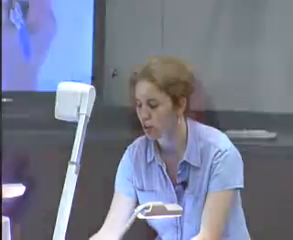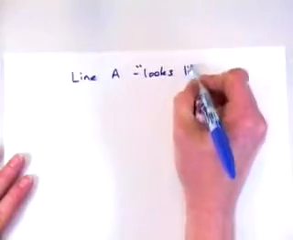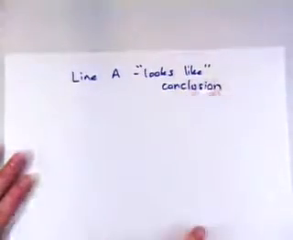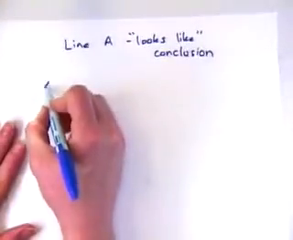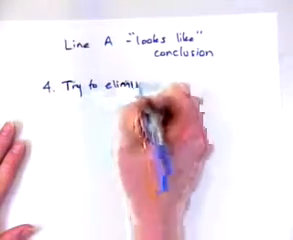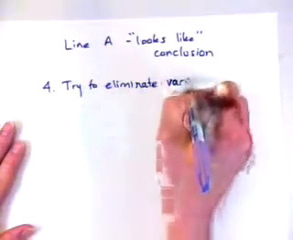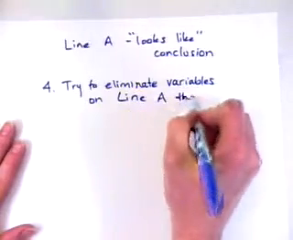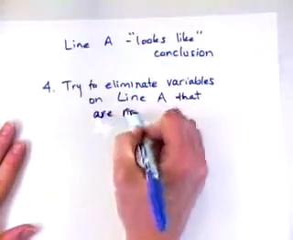Okay, the very next thing I do after that is I'm going to call that line A. So the line that looks like what I'm proving, so it looks like the conclusion, I'll call that line A. Then the next step, step 4, try to eliminate variables on line A that are not needed in the conclusion.